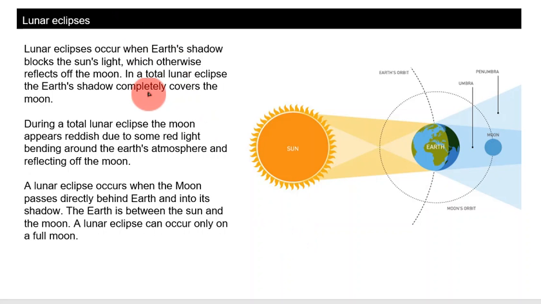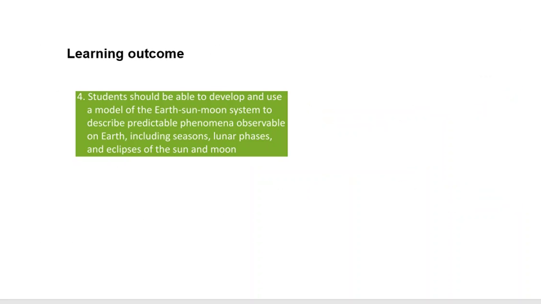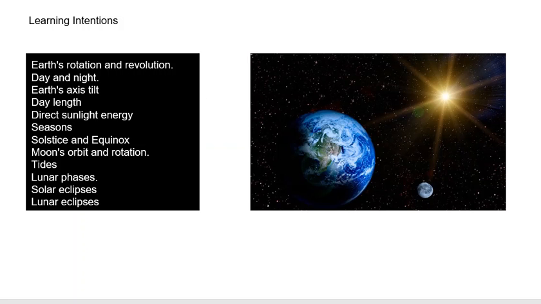And that is that. So we have looked at, let's go back to our learning intention here. Students should be able to develop and use a model of the Earth, Sun, Moon system to describe predictable phenomena observed on the Earth, including seasons, lunar phases, and eclipses of the Moon. So that's what we've looked at.